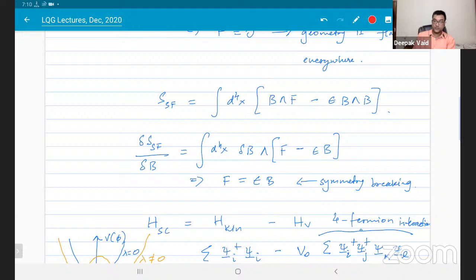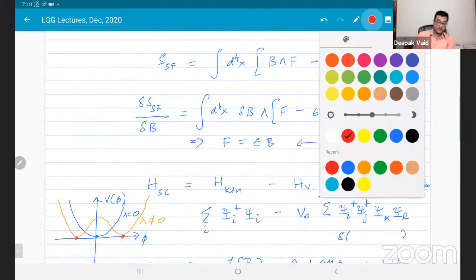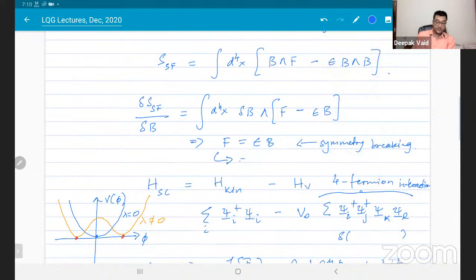And then one can show explicitly that this theory is equivalent to GR. This theory is equivalent to either, you can say, Palatini gravity or the Einstein-Hilbert gravity. Equivalent to Palatini or Einstein gravity. Okay.